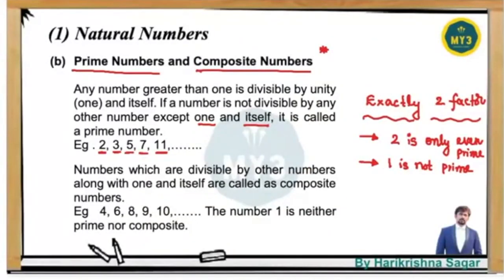So apart from prime numbers, we have another thing which is composite numbers. Composite numbers are the reverse of prime numbers. A prime number is a number having exactly two factors, and a composite number is a number having more than two factors. As I told you, one is neither a prime number nor a composite number. So composite numbers start from 4: 4, 6, 8, 9, 10. You can define a number having more than two factors as composite.